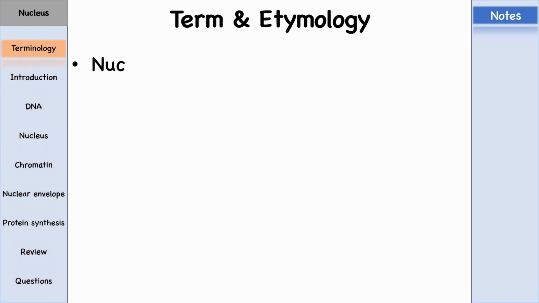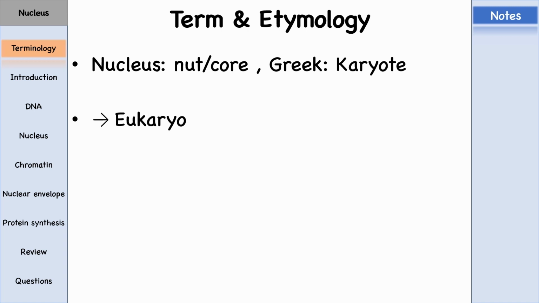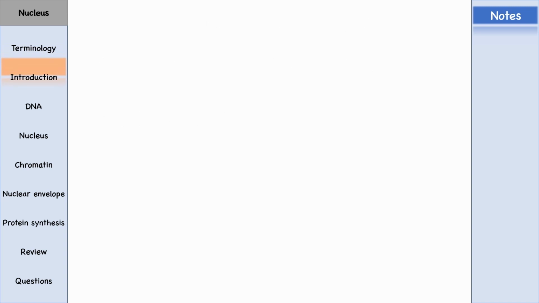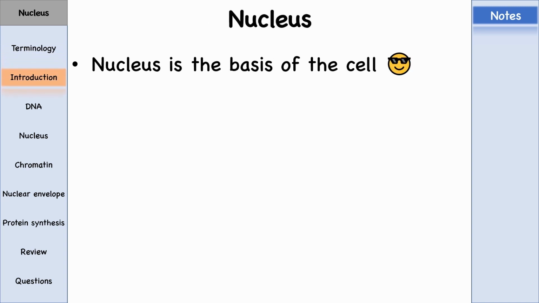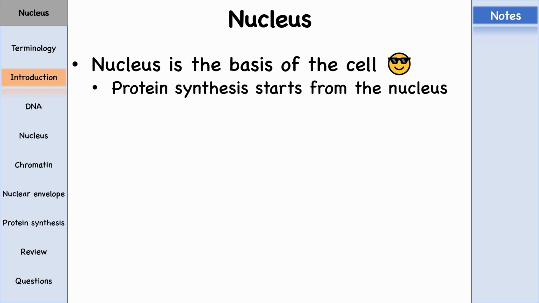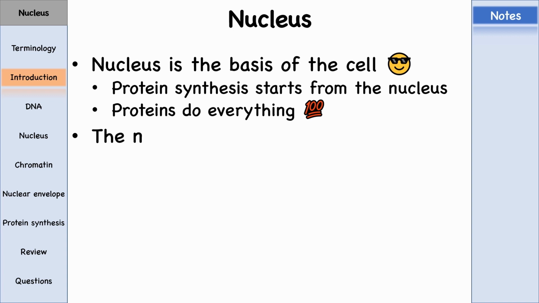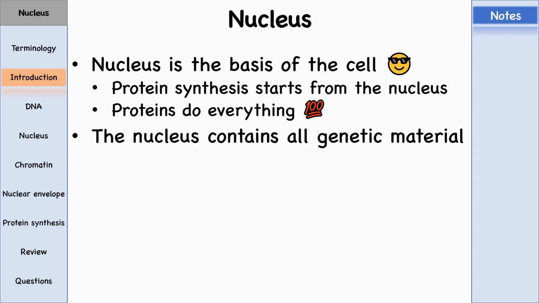Nucleus in Latin means nut or core, and in Greek it translates to karyot, hence the term eukaryote. The nucleus is the basis of the cell. It contains the cell's genetic material, and all protein synthesis starts in the nucleus. And proteins do everything. The nucleus contains all the genetic material of the cell in the form of DNA chromosomes.